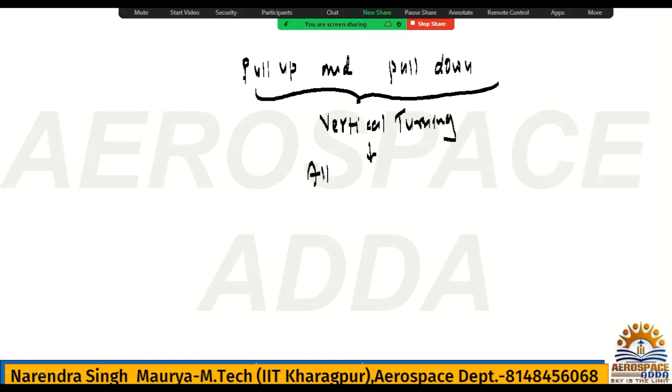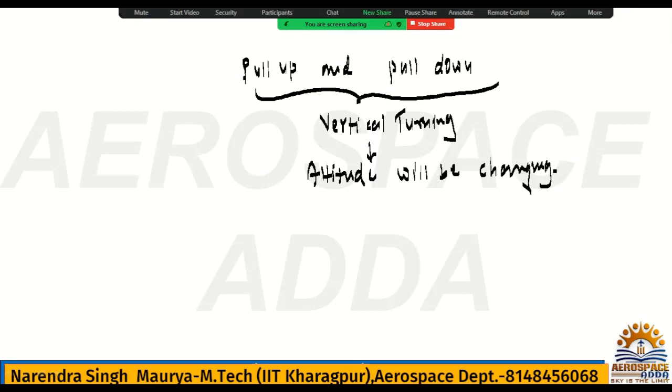Remember here altitude will be changing. Okay, that will not be constant. So what do you mean by pull up and pull down? Simple. By the words only you can understand pull up and pull down. Yes or no? It is the case when the aircraft is going to gain altitude, then it will be the pull up condition.